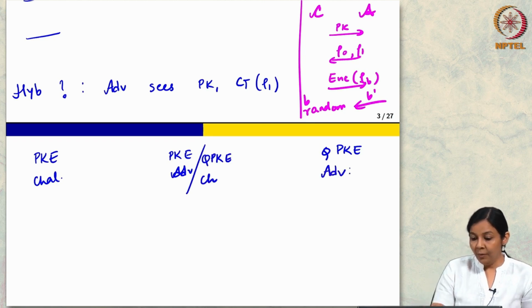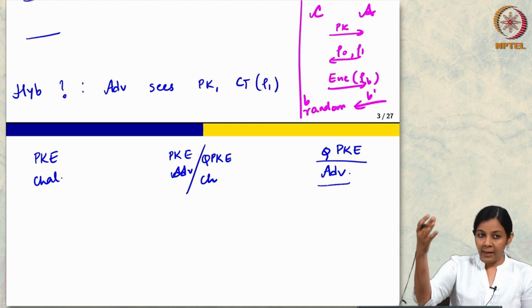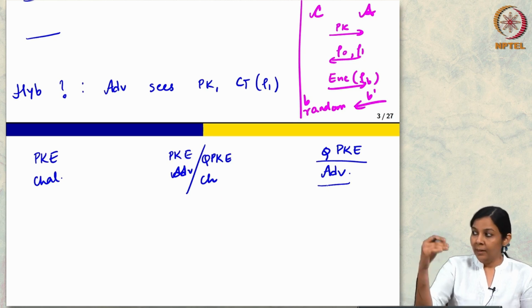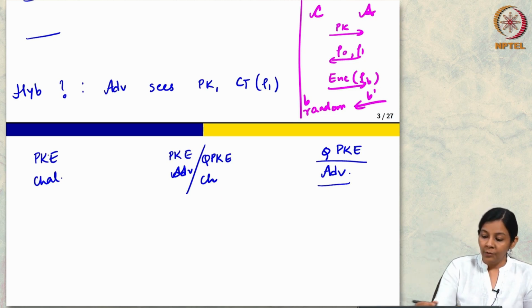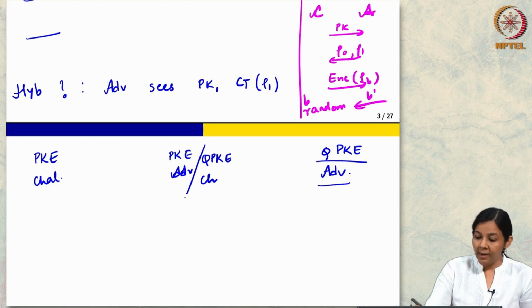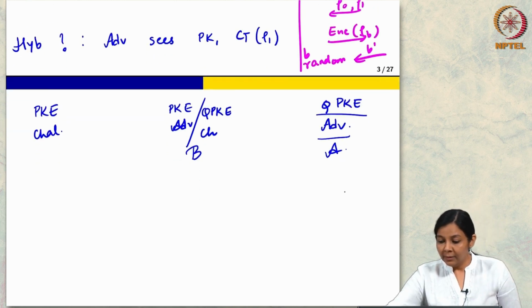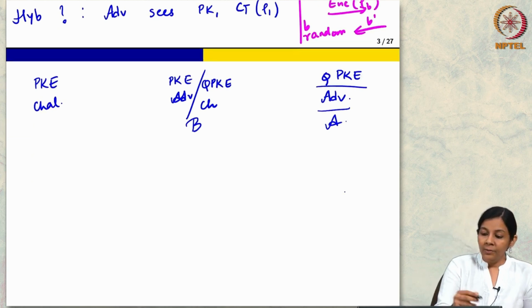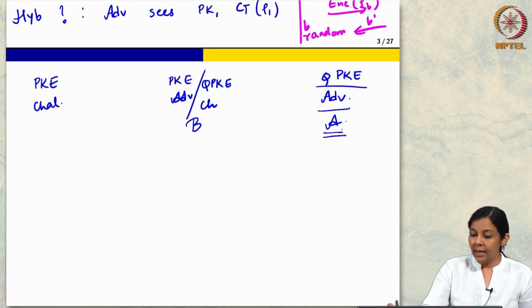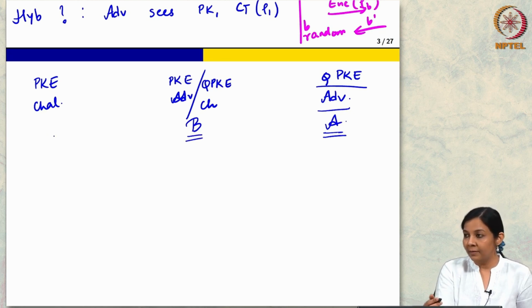So, I need to do a reduction which says that if there exists a QPKE adversary who can distinguish between hybrid 0 and hybrid 1, then there exists a PKE adversary, let us call this B, let us call this A. Okay. I need to argue that if there exists an A, then there exists a B who will break the security of the PKE scheme.